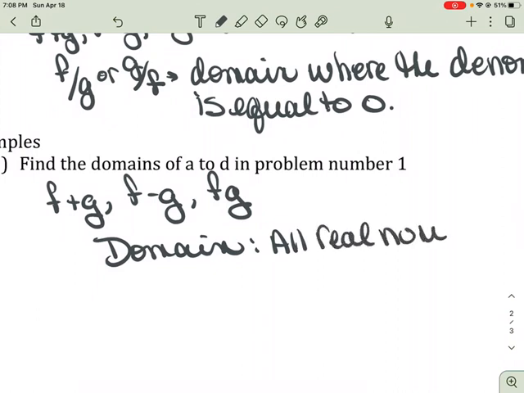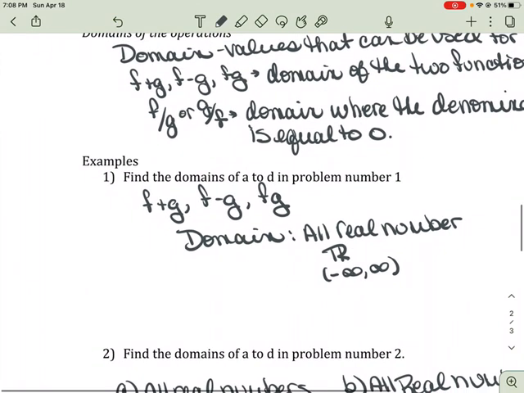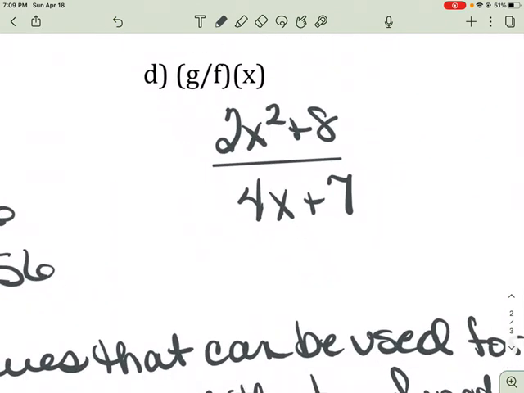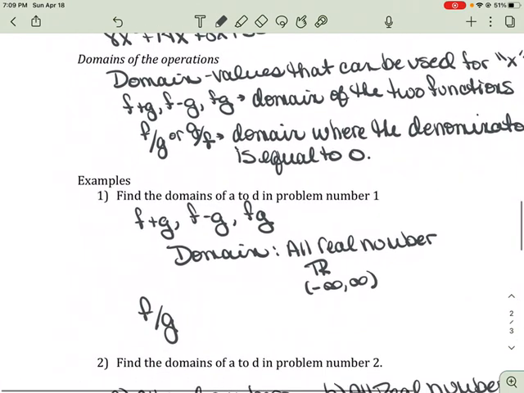Remember, you can write it three different ways. You can write it out, you can write the funky R, and you can write it with from negative infinity to infinity in interval notation. But the f divided by g is actually g divided by f in this particular problem. Let me fix that. There's a big difference between that.